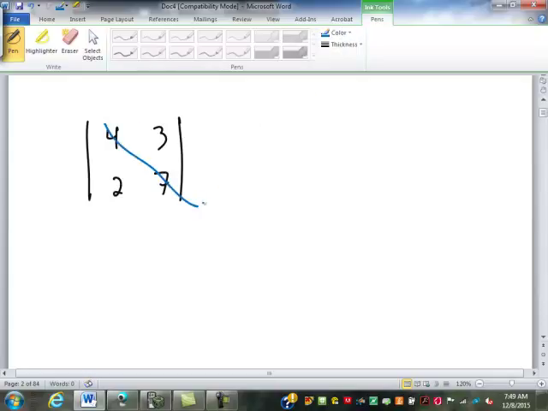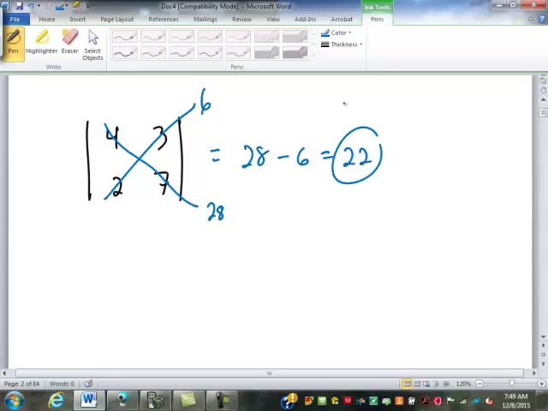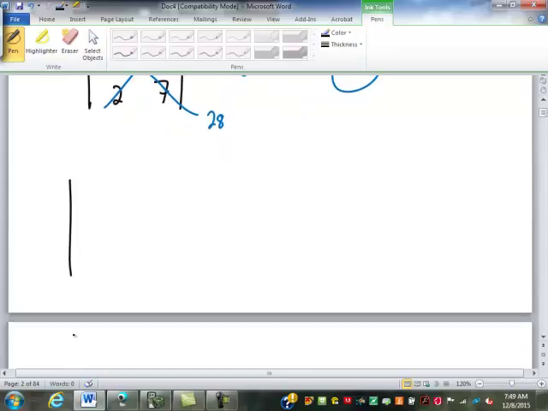So 4 times 7 is 28. That's my down diagonal. Now 2 times 3 is 6. 28 minus 6 is 22. How many of you had 22? Good. And then we stepped up to that. Give that one a shot in your notes quick.